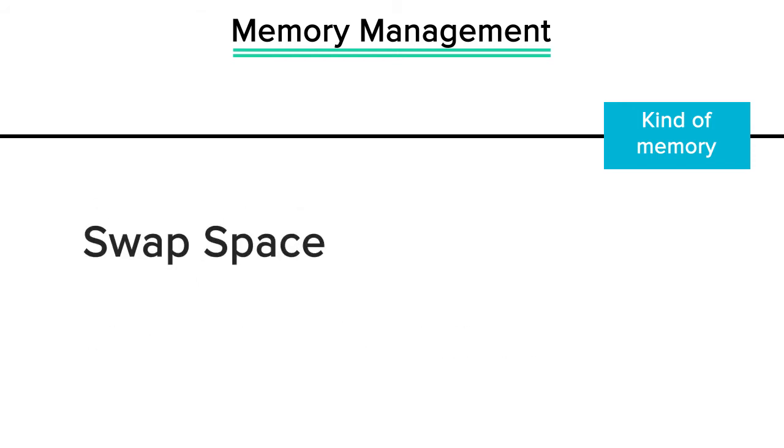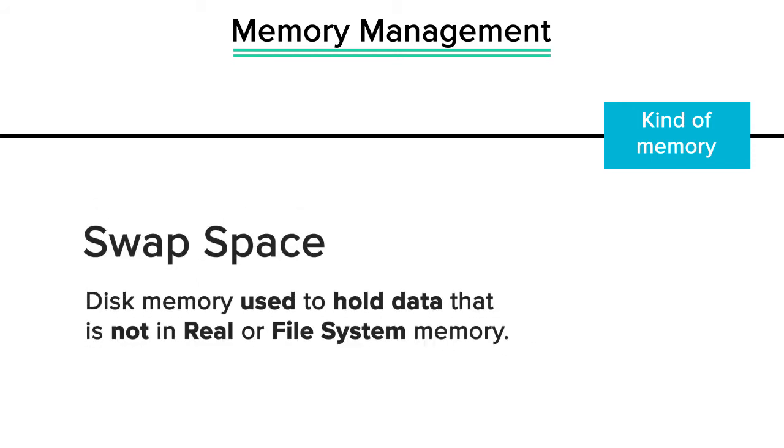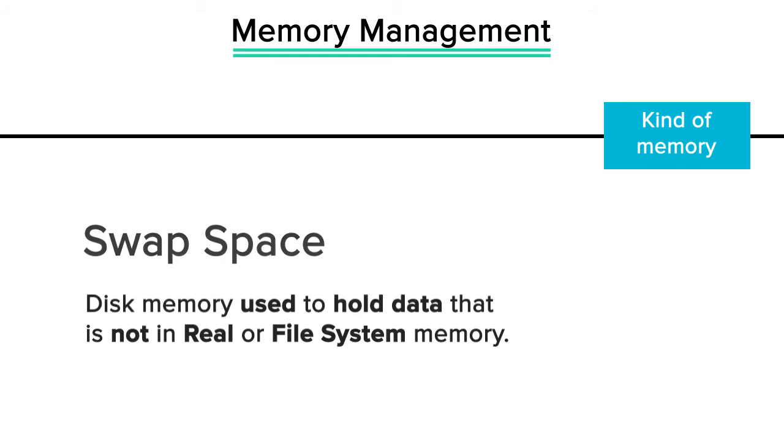Swap space: disk memory used to hold data that is not in real or file system memory. Swap space is most efficient when it is on a separate disk or partition, but sometimes it is just a large file in the file system.